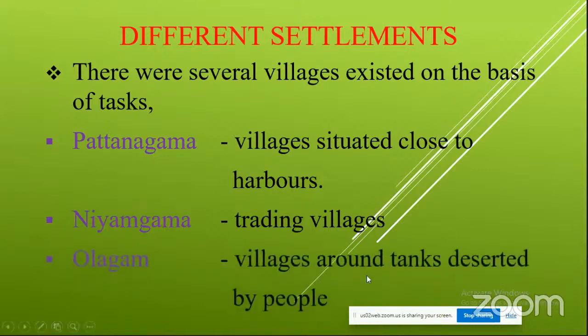Olagam means some villages around tanks and deserted by people. Why did they desert this village? No people in Olagam. Maybe they experienced a disease like corona. They could not control it. There was no medicine. The only thing they could do was what? The infected people were kept in the village and they moved on to another village. So the infected people died and the village became vacant. Maybe the land in that village became infertile and they could not do agriculture. So the people left the village and moved to another place.